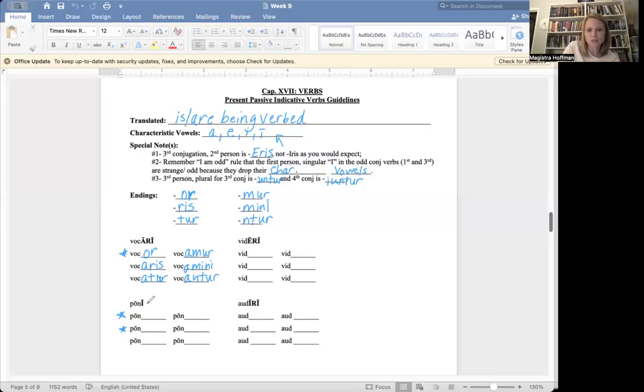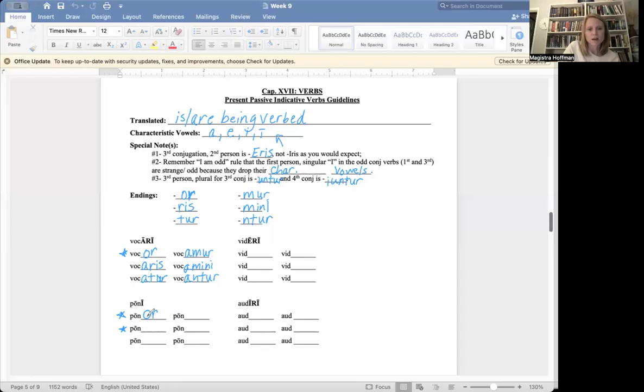Now, you can work out the rest of this chart. Feel free to work that out with your mom and make sure you get that all right. But let me give you the number three. I'll let you do two and four because they're pretty simple. But for number three, the I am odd rule applies here, so no characteristic vowel, it would just be ponor. And then we remember that we would expect this one to be an I.